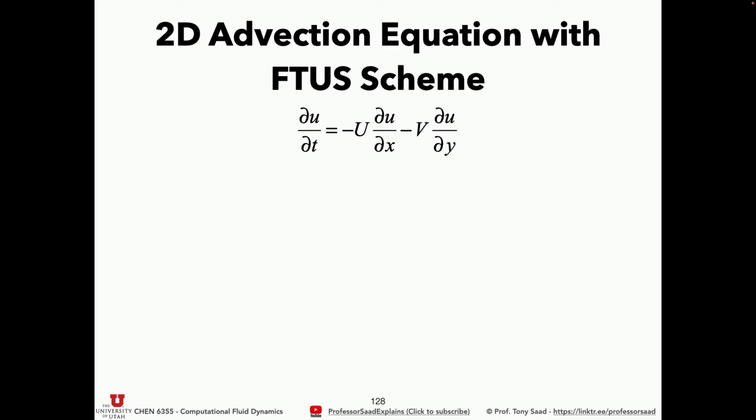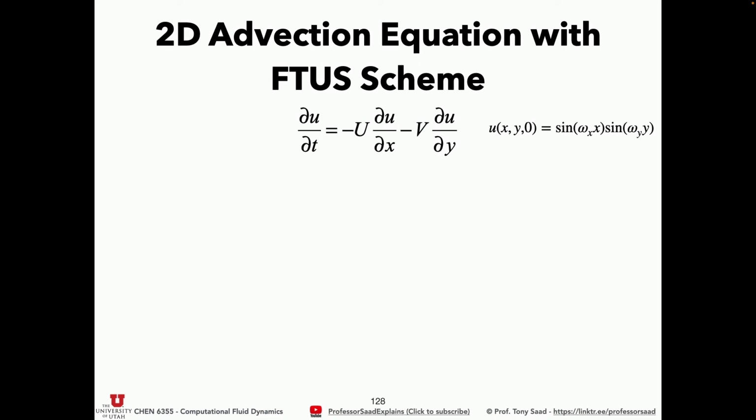du by dt is minus some speed in the x direction times du by dx, minus some speed in the y direction times du by dy. So this is advection in x, and this is advection in y. And we will do this for a generic initial condition: sine omega x times x, times sine omega y times y.